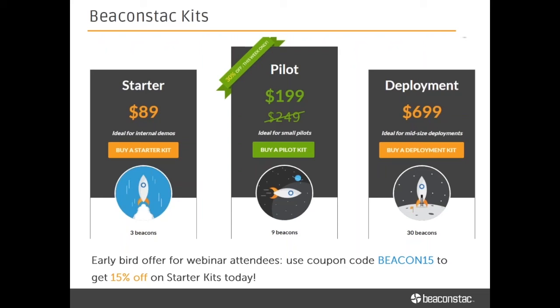And then lastly, a deployment kit with 30 beacons, which is really good for mid-sized deployments. It's $699. So that's good if maybe you've already tested out beacons and you're ready to do a mid-sized deployment at one store or one location for your brand.